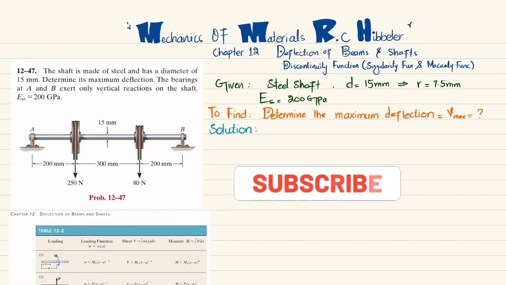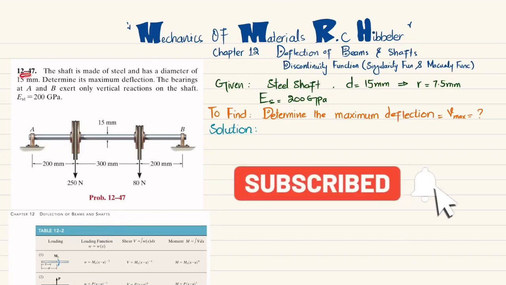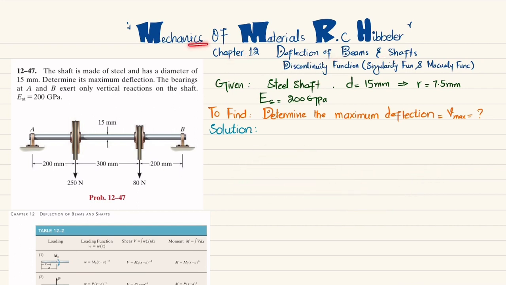Welcome back. Problem 12-47. This problem is taken from chapter number 12, that is Deflection of Beam and Shaft, and book name is Mechanics of Material by R.C. Hibbeler. So the statement is: the shaft is made of steel and has a diameter of 15 millimeter. Determine its maximum deflection. The bearing at A and B exert only vertical reaction on the shaft. E of this steel is 200 gigapascal.